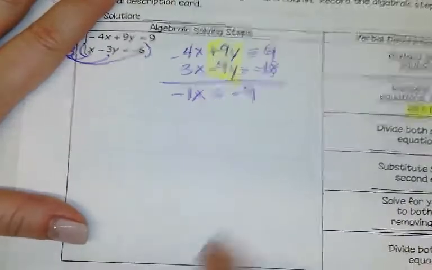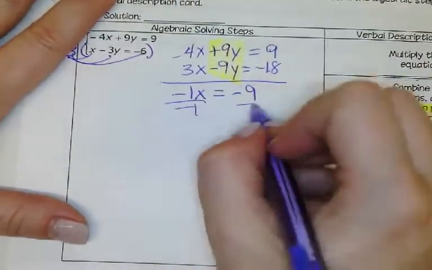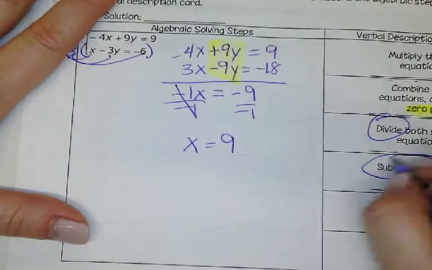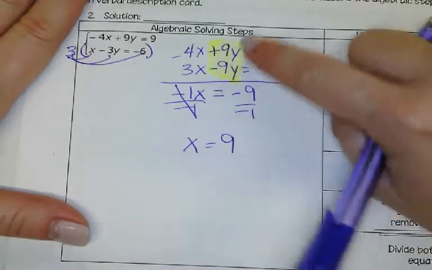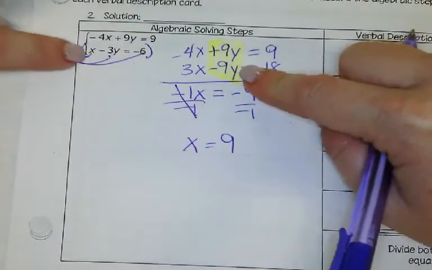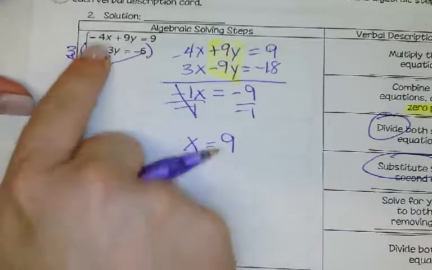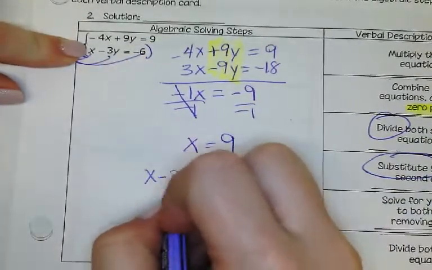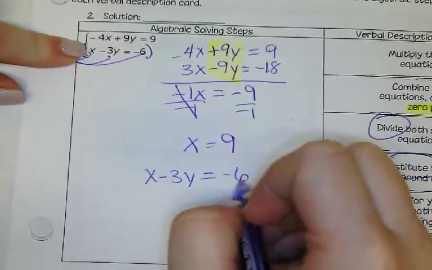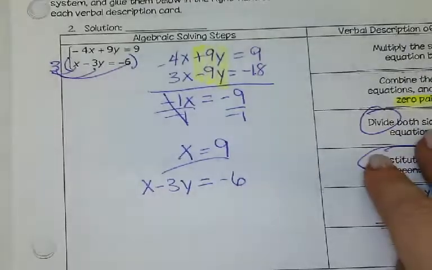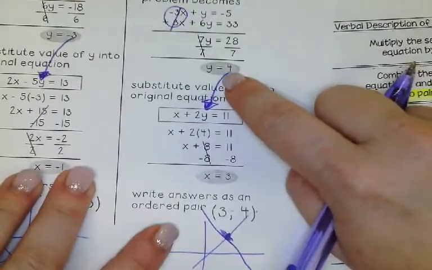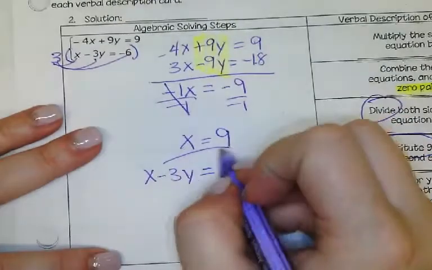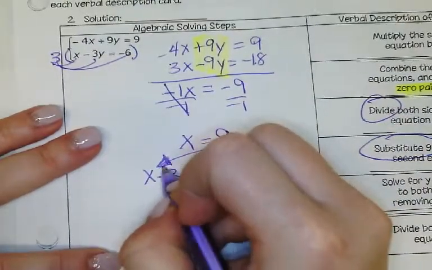Now it's going to be like a domino. We're going to divide, and then we're going to substitute it back in. You can pick any equation. I like to pick the equations with less numbers. So let's go back to the original. I like that second one quite a bit. So x minus 3y equals -6. And remember, according to your multiplication steps, you're going to take that letter, plug it in. So I'm going to take that 9, plug it into the x.